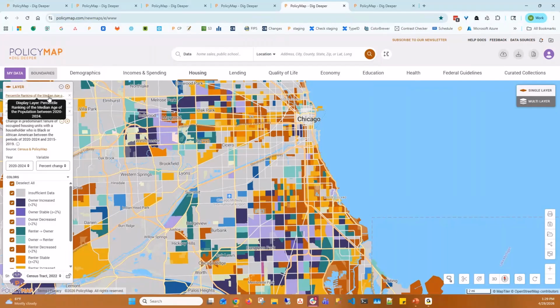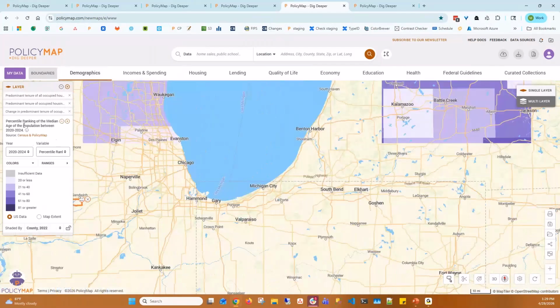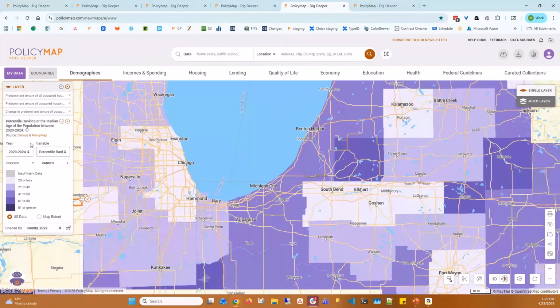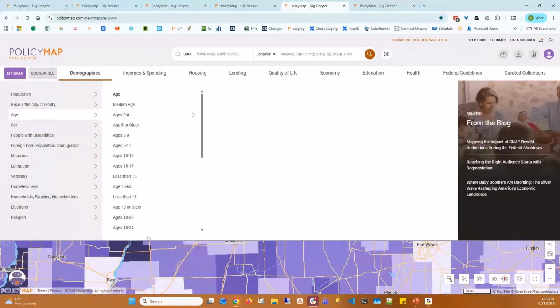I think another super interesting indicator that we add to PolicyMap is a percentile rank of median age. Within the age category, you can see that we have a lot of options. We are really trying to aggregate these ages into useful buckets for everyone who is using PolicyMap, because, as we know, life is very long and there are many age brackets.